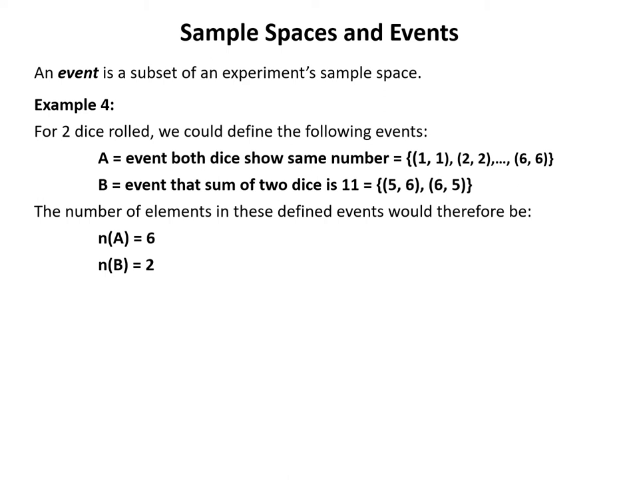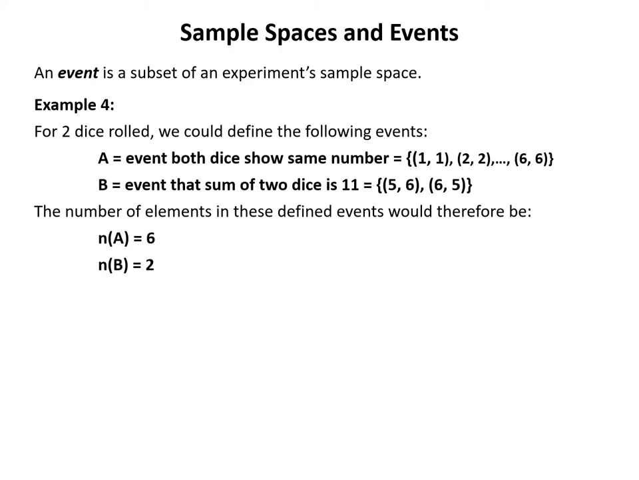An event is a subset of an experiment's sample space. So in example 4, if we look at an experiment where 2 dice are rolled, there are many different events that we could define, but here are 2 based on that experiment. We could define event A as the event that both dice show the same number. So that would be the set that includes 1-1 and 2-2 and so on until 6-6.